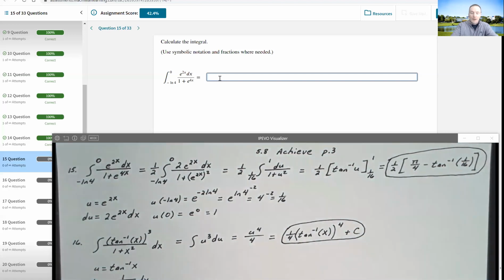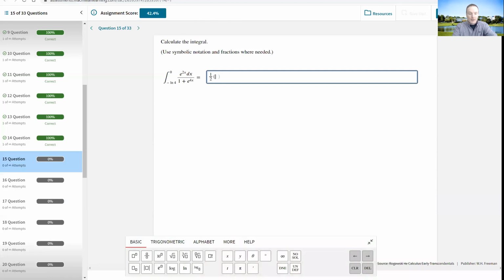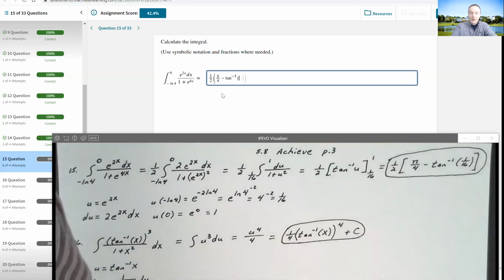I'll say, well, okay, I have 1/2, and then that's 1/2 times the group. The first term inside of that group is going to be pi over 4. So I'll come down here to my palette and say pi divided by 4. And then after that, we have minus the inverse tangent of 1 over 16, using the -1 power for inverse. That should be our final answer.